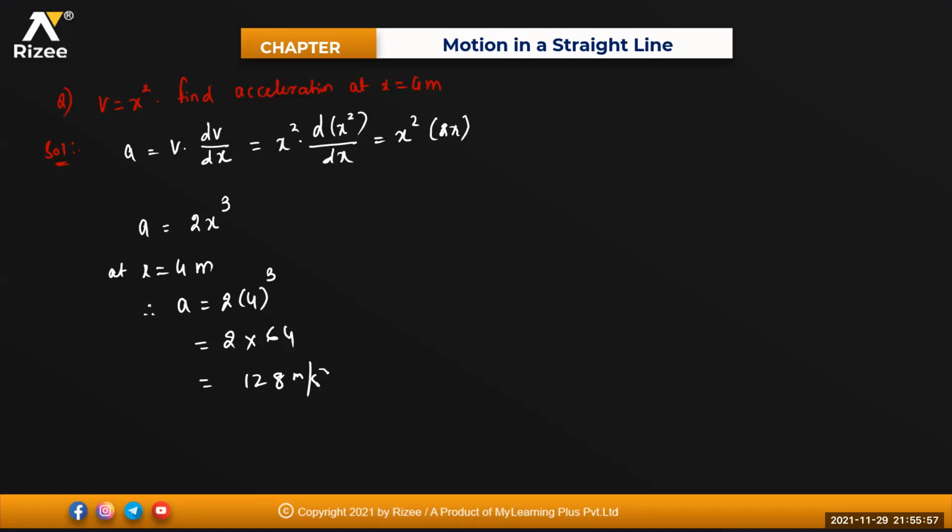So when velocity is given as a function of x, then we need to use the formula A is equal to V into dV by dx.